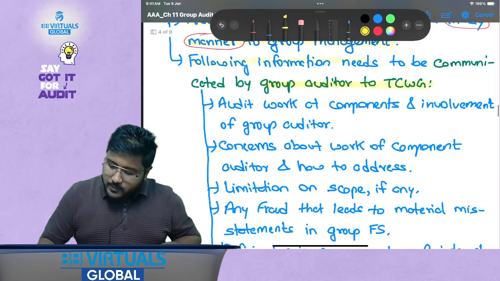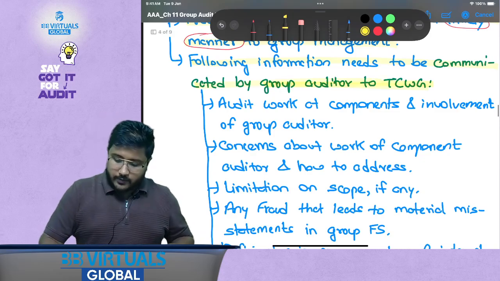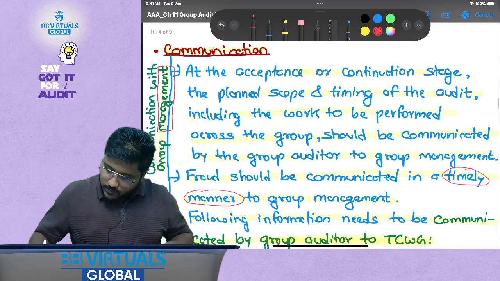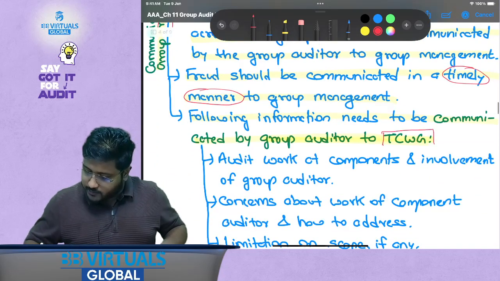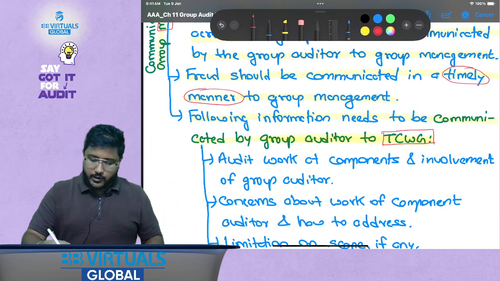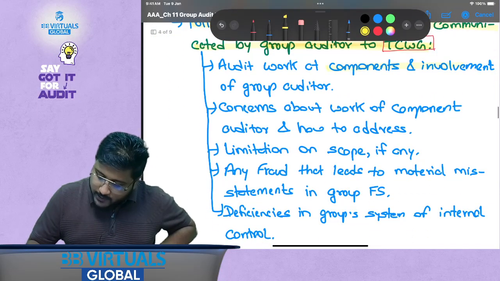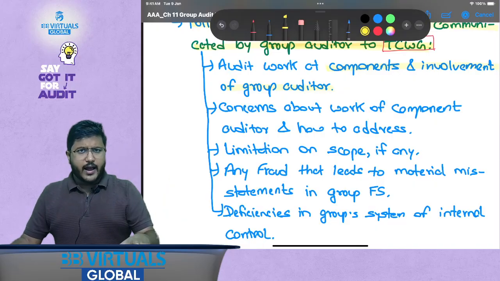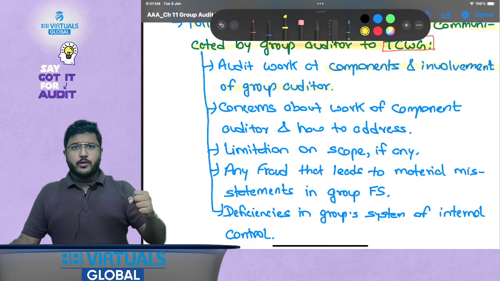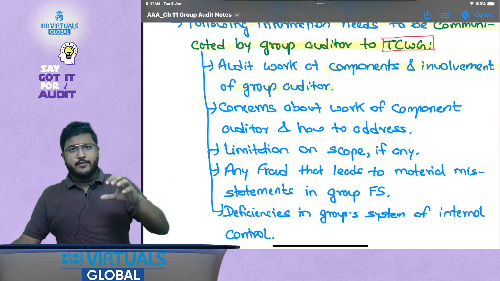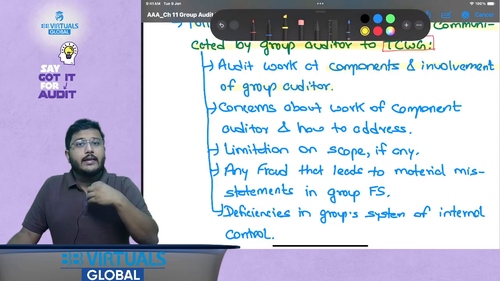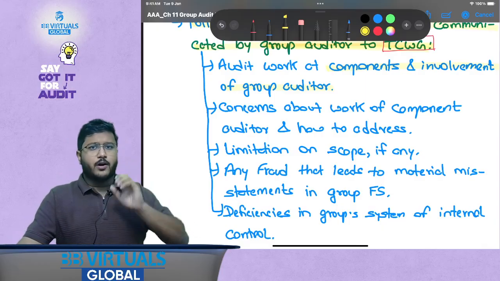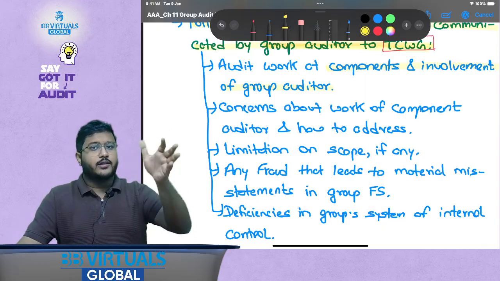Now, the following information needs to be communicated by the group auditor to those charged with governance. See, the earlier points are for management; this is for those charged with governance. That is the difference between these points. Please do not miss it. Now, audit work at components and involvement of the group auditor. That is, what work would be conducted at the component level, who would be doing it, what kind of auditor would be doing it, whether they evaluated the objectivity of those auditors, and every communication, along with any work that would be conducted by the group auditor also. Sometimes the group auditor might decide that some part of the work would be done by the group auditor, so the group auditor has to communicate that also.